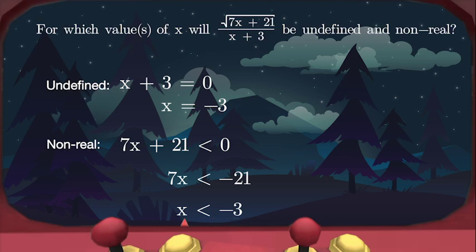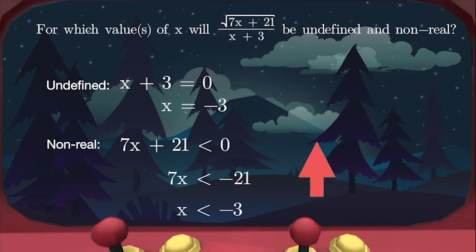So when x is a value smaller than minus 3, this part will be a negative number. Now let's just quickly choose a value smaller than minus 3. Let's say minus 4. So 7 times minus 4 is minus 28. And minus 28 plus 21 gives us minus 7. And when we have a negative value inside the square root, this expression is non-real.